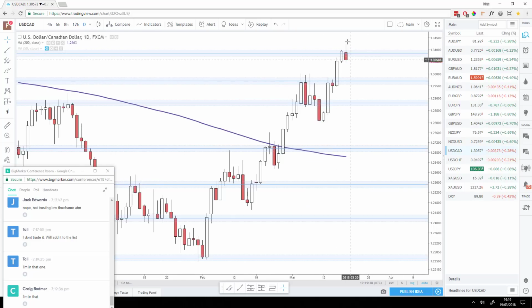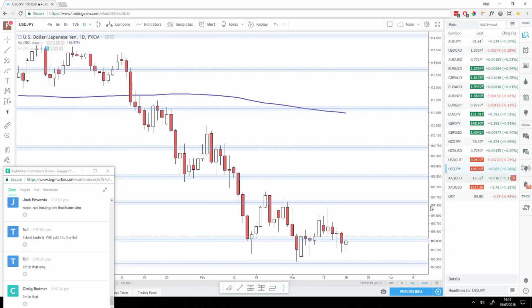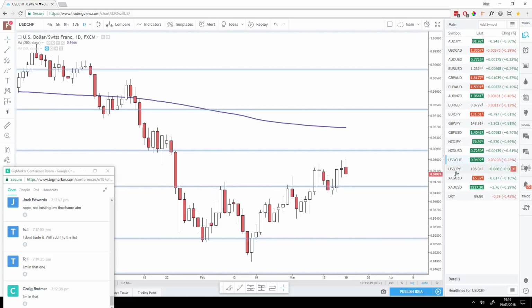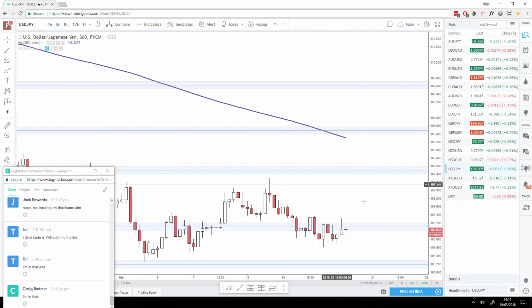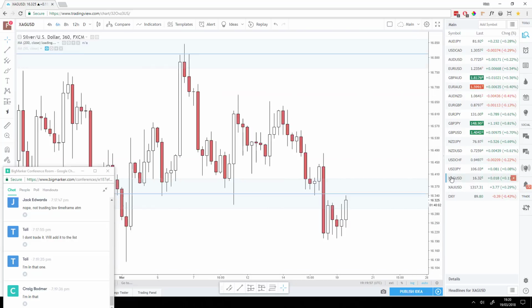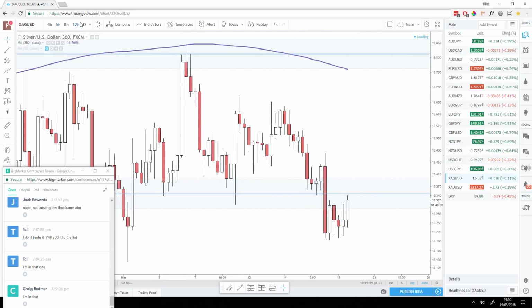All right, USD CAD price stalling on resistance. That looks pretty decent. I'm going to move that to the top of the list. We'll look at that in more detail in a second. I'm just going to finish off down here. Nothing on USD CHF. Nothing on USDJPY. Just ranging too tightly. Take a quick look at gold and silver.